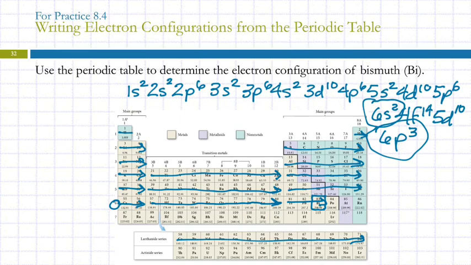Excellent question. What happens when you lose an electron? They will come off the last filled orbitals first, for the most part. That does get a little complicated. Anybody else?